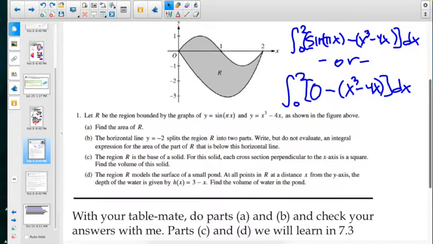Did anybody come up with an answer for that? For B, or for A, find the area? Yes, the answer should be 4. Right?